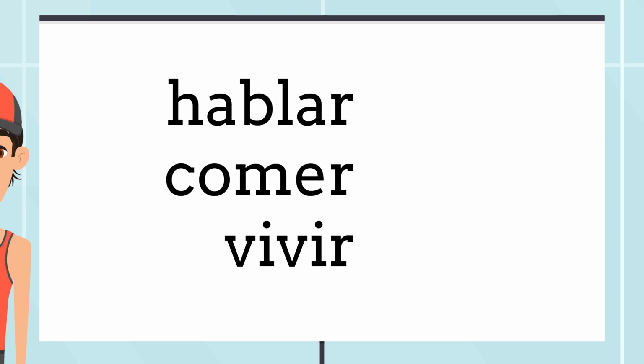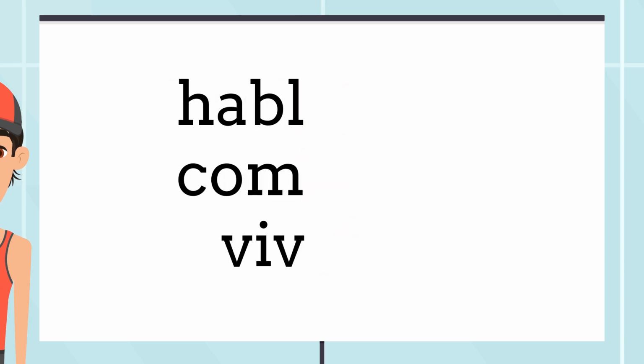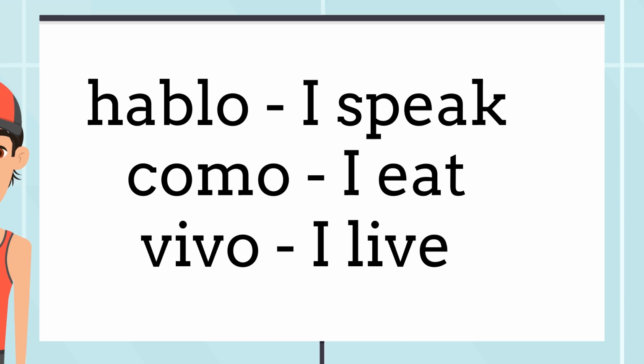To conjugate Spanish verbs in the present tense when speaking about ourselves, we do the same thing to each verb category. We simply remove the last two letters and add the letter O. Hablo. Como. Vivo. It's a very simple change. I always remember that the verb gets an O for I because yo ends in an O.